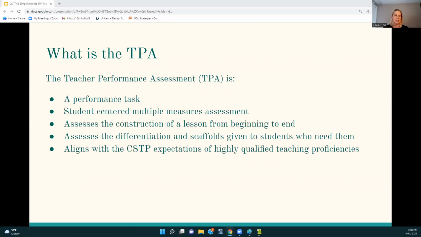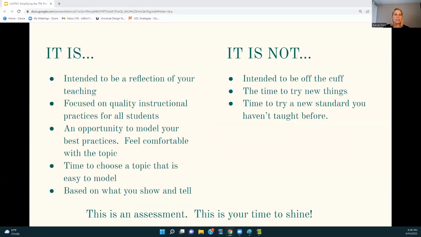The problem is that it has become so time consuming that it becomes more of a chore than a reflection of our teaching. So I would like to try to take as much chore out of it as possible. It's not intended to be an off-the-cuff lesson that I record today and then I do my write-up on. It's not intended to be a time to really try new and innovative technologies and lesson plans.